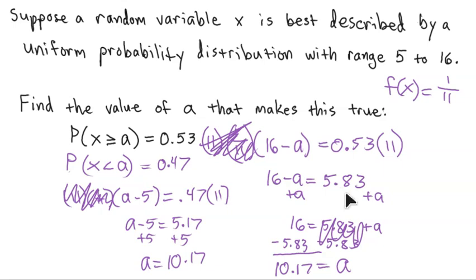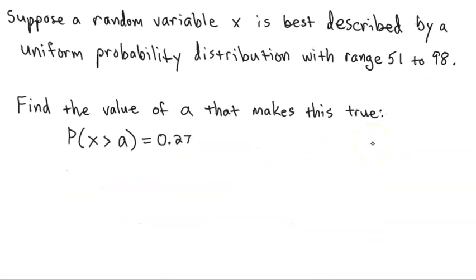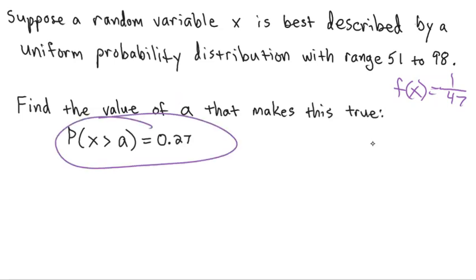Let's try another question. All right, look at this one. Suppose a random variable x is best described by a uniform probability distribution. The range goes from 51 up to 98. And so 98 minus 51, that's 47. So our probability density function is going to be 1 over 47. Okay, that's pretty easy. And now we want to find the value of a that makes this statement true, and it's an x greater than.